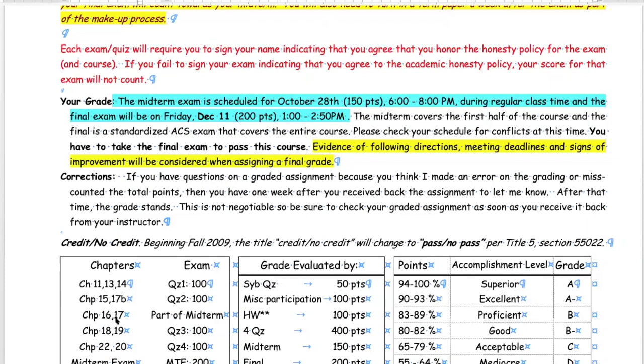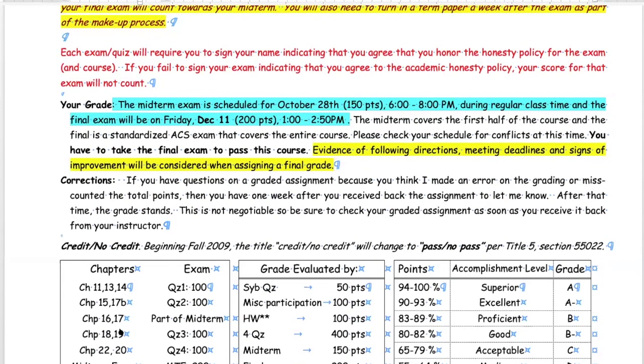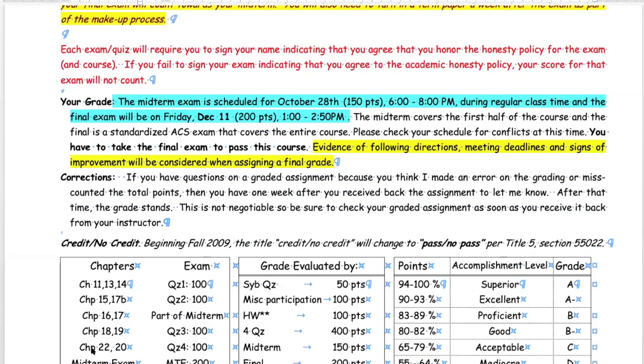16 and 17 is acid-base chemistry, so that'll be the main portion of your midterm, but I also throw in the beginning of the course in that, okay? And you need to know equilibrium anyway and solution chemistry anyway if you're going to be working with acid-base chemistry problems, because those are the fundamentals that you really need to understand to solve those types of problems. 18 and 19 is electrochemistry and thermodynamics, and then 22 and 20 are transition metal chemistry and nuclear chemistry.